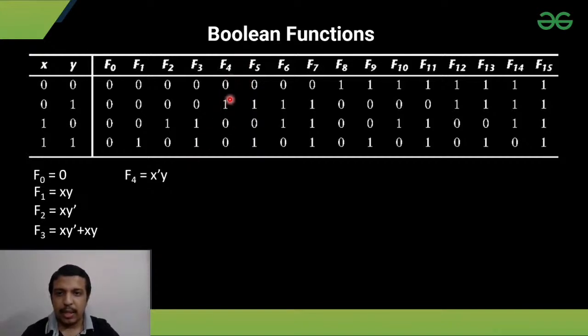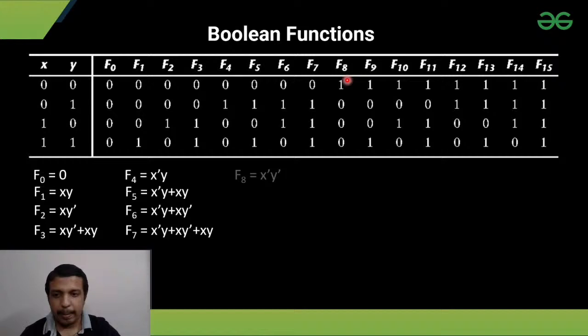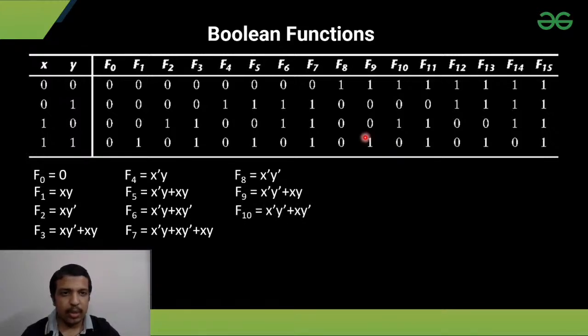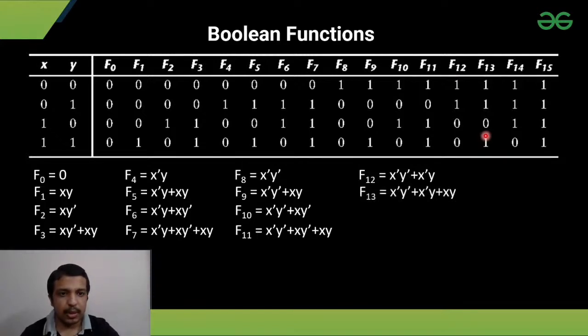f4 has a single term, f5 has two terms, f6 also has two terms, f7 has three terms, f8 has a single term, f9 has two terms, f10 also has two terms, f11 has these three terms, f12 has these two terms, f13 has these two terms and this term, so a total of three terms. f14 has these first three terms, and f15 is always 1.